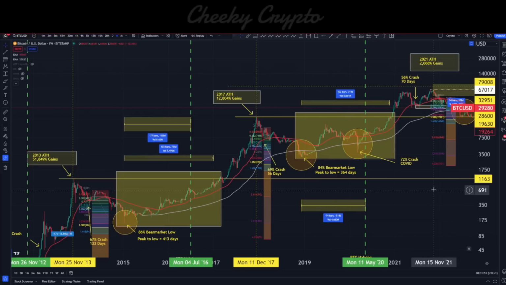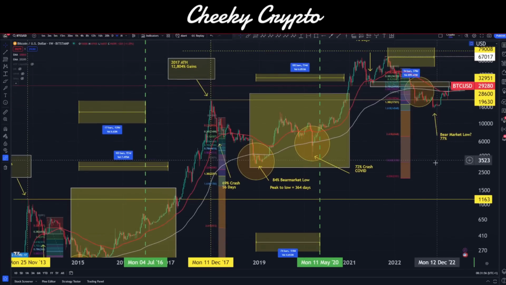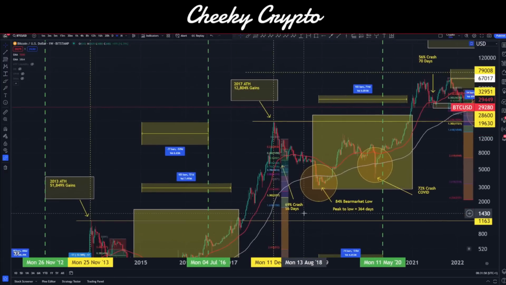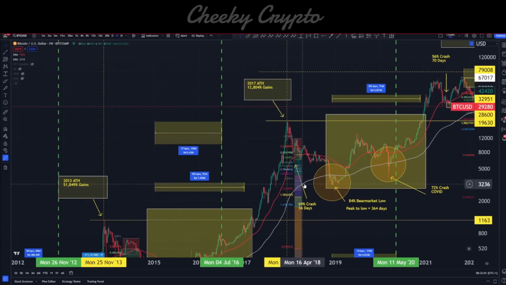And we're going to talk about new variables in a second, because if we take a look at where we were at the 2018 bear market low point, we can see that we actually came down quite deeply here.